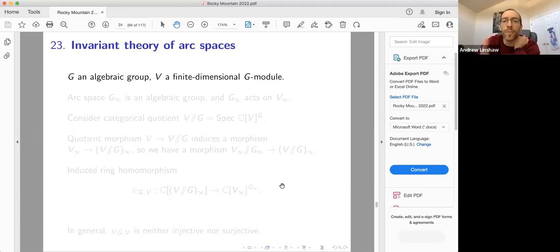So let me state a problem that's quite general, that's difficult to solve in general, but in the setting that we need, it can be solved. Okay, so G is an algebraic group, and V is, say, a finite dimensional G-module.